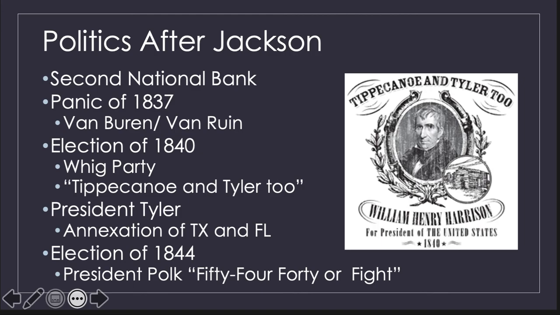Polk knew and is going to support going to war with Mexico. He knows that we're not going to get Texas unless we go to war. And he says, okay, we're ready to go. He also is going to run on the slogan of 54-40 or fight. This is going to be a slogan that encourages us to take the lands up north on the western coast, which is now current day Oregon.